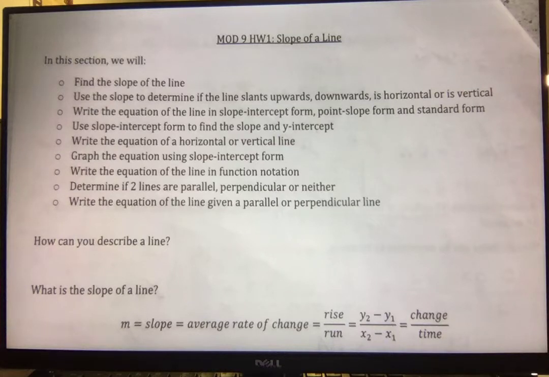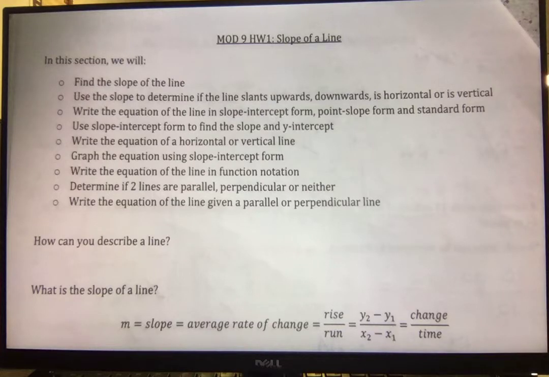We're going to graph equations. We're going to write the equation of the line. Write the equation in function notation, and we are going to determine if they're parallel, perpendicular, or neither. Last but not least, we're going to write the equation of a parallel, perpendicular line. So that's all we have to do for this section.